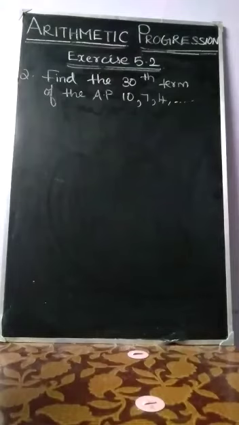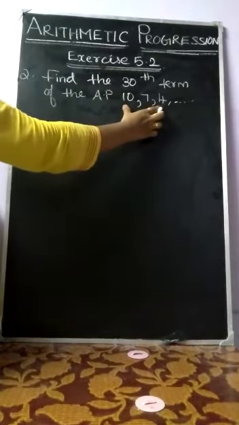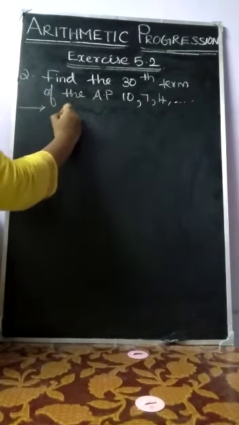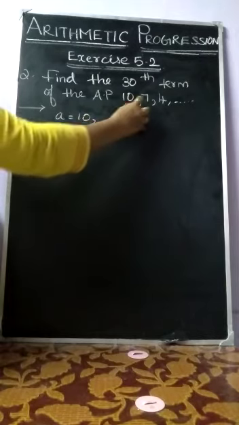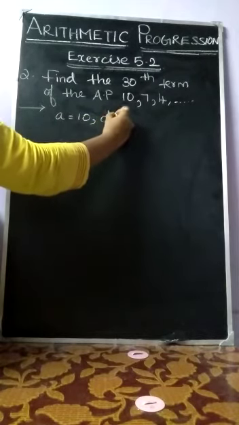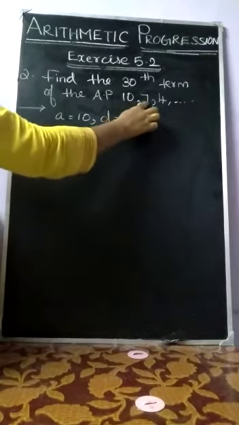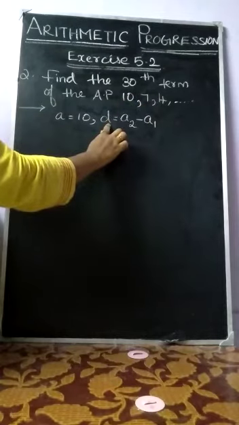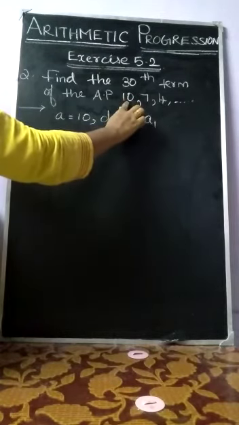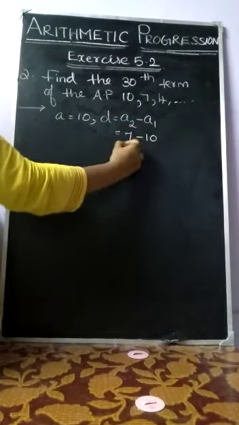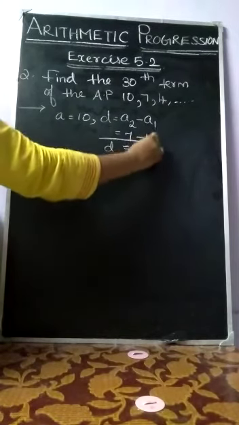Next question. Find the 30th term of the AP 10, 7, 4, etc. One arithmetic progression is given. We have to calculate the 30th term. We take the a value directly, that is the first term, 10. Next we have to calculate the common difference. So what is the formula we have to use? A2 minus A1. The first term is A1, then A2, A3. To calculate the common difference, subtract the first term value from the second term value. So what is our A2 value? 7. A1 value is 10. So 7 minus 10 is minus 3. That is the common difference value.